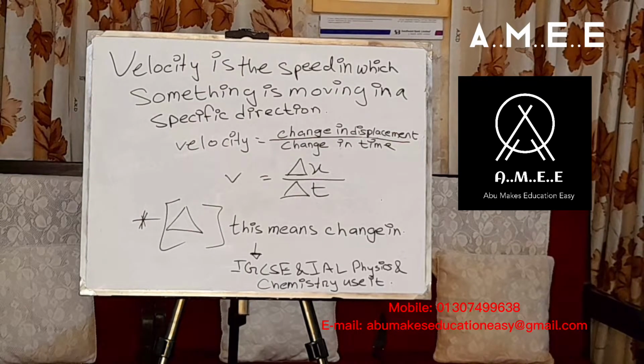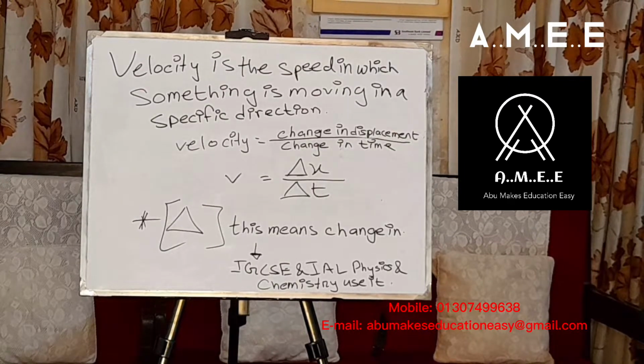Here this triangle represents change in. I have already written in a star mark that the triangle means change in, and this concept is usually used in IGCSE and IAL, which means International General Certificate of Secondary Education and International Advanced Level. In these two curricula, physics and chemistry, this is used. I am using it in advance to make you more advanced than your other classmates.